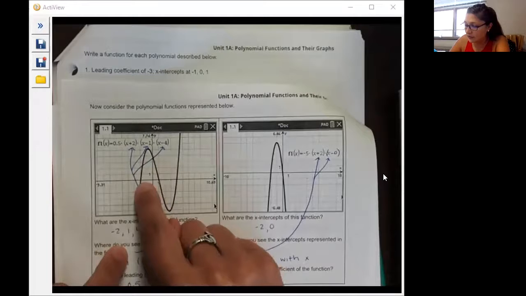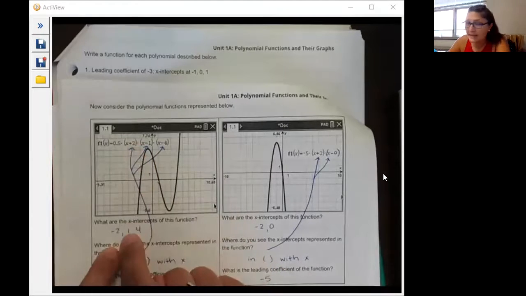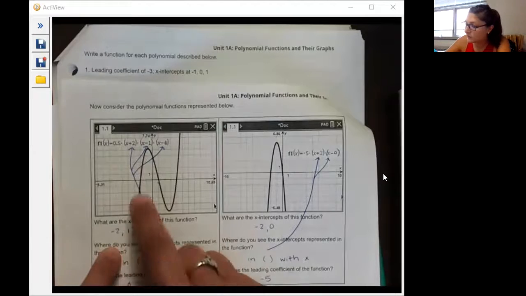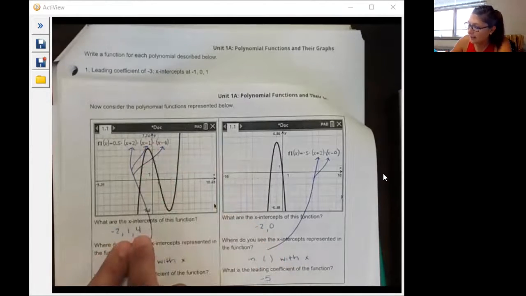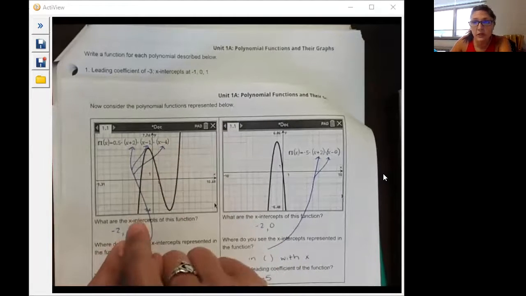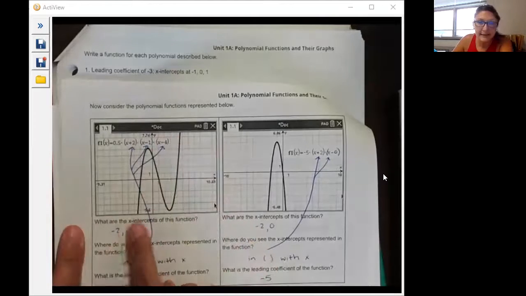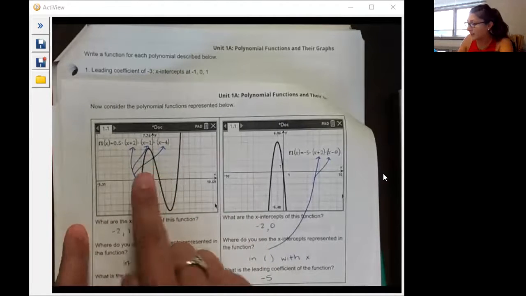So where you had an x-intercept at -2, you saw a piece of your function that said x plus 2 in parentheses. Where you had an x-intercept at 1, you saw an x minus 1 in parentheses. Where you had an x-intercept at 4, you had an x minus 4 in parentheses. So there's a relationship here between the function and the x-intercepts when I have my function in this format, okay?